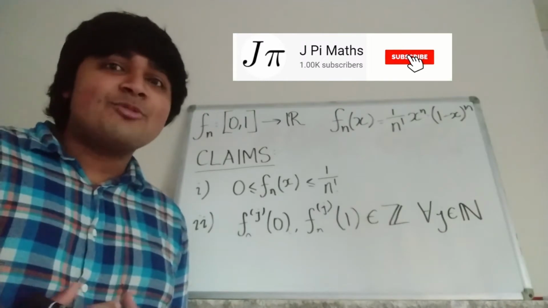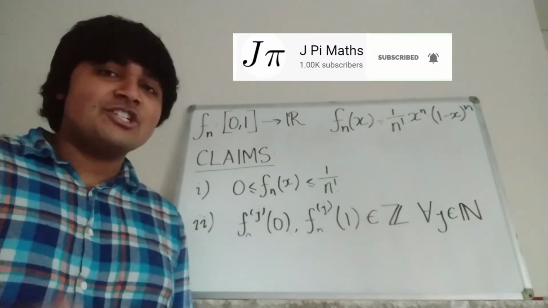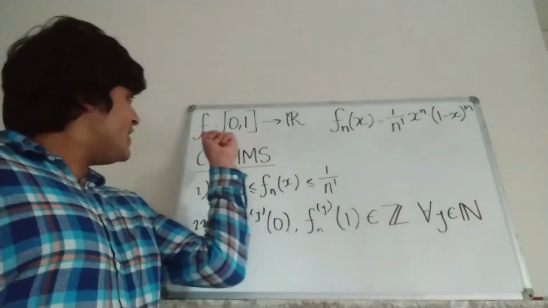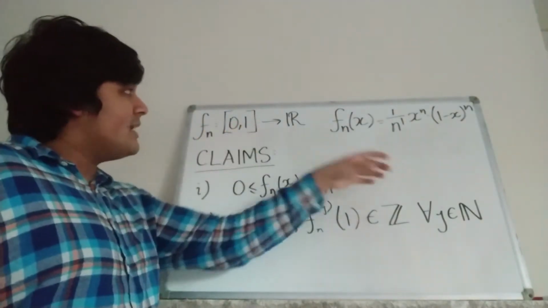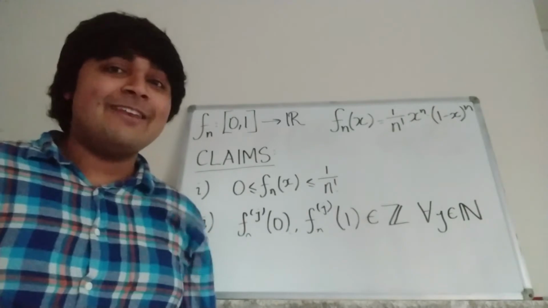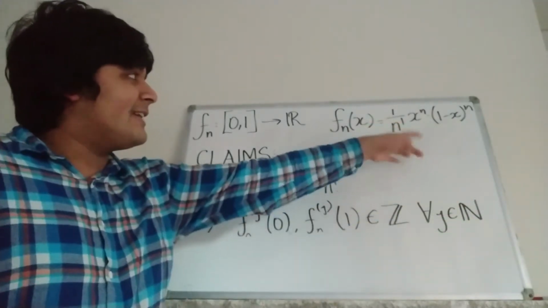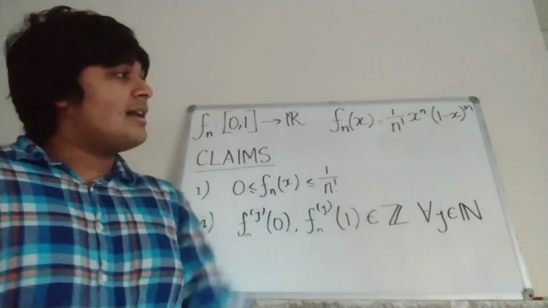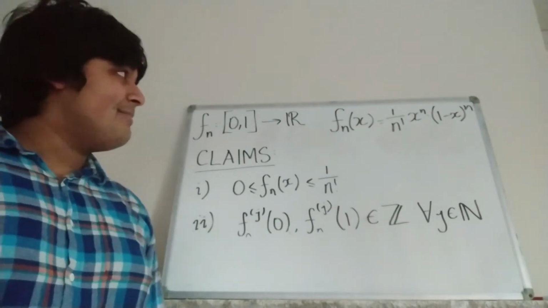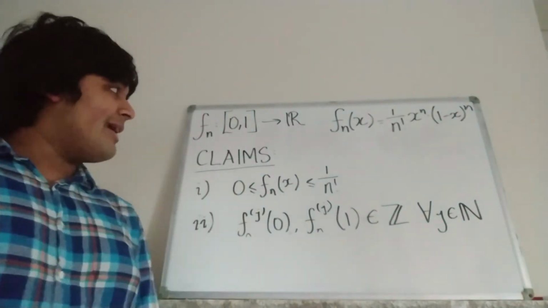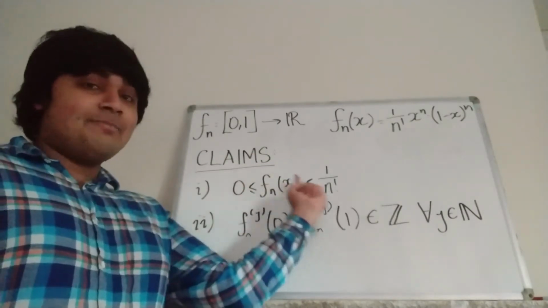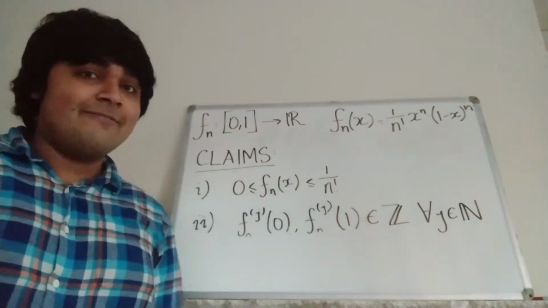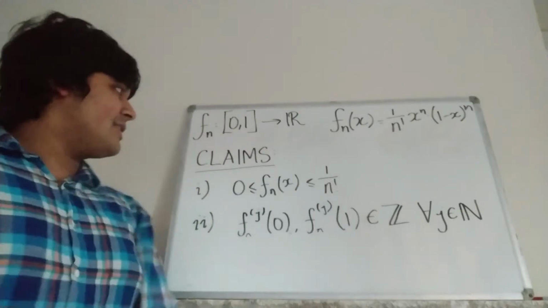Okay, so we start this proof by introducing a family of functions f_n of x. Each f_n is from the closed bounded interval [0, 1] to the reals, and it's defined as follows. f_n of x is equal to 1 over n factorial times x to the n times (1 minus x) all raised to the n. I have two claims about f_n. First one is that f_n of x is non-negative, but it's bounded above by 1 over n factorial, for each x in this range here.